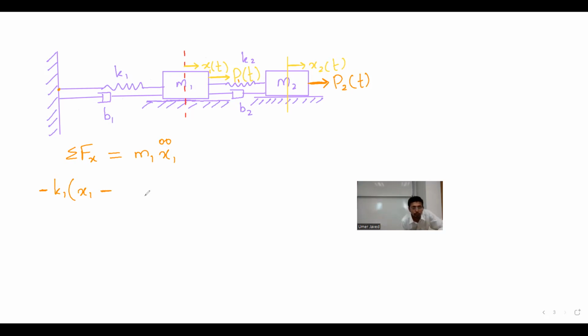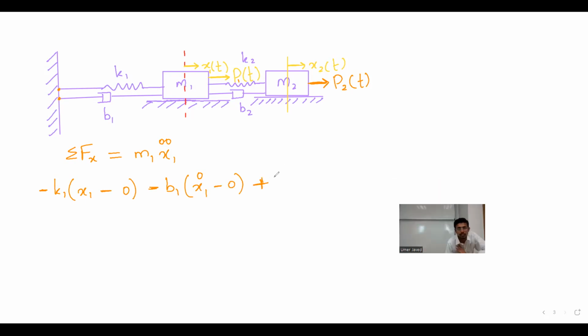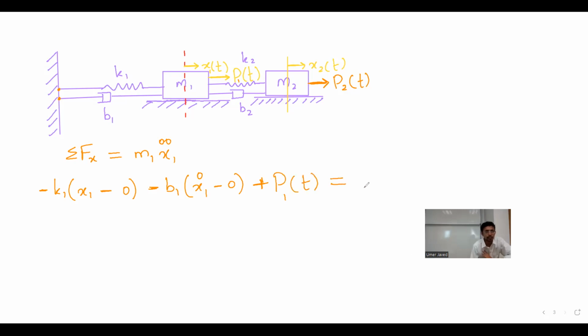Okay. What about the damper? The damper has velocity terms, x1 dot. And what is the velocity? Good. Thank you. Okay, then what is the direction of the applied force? It is P1(t), in the same direction as my positive x. And do I ever try to play with the signs of the right-hand side?